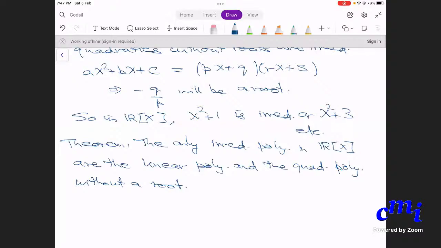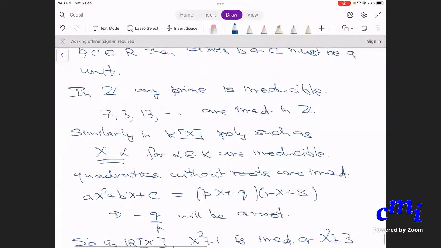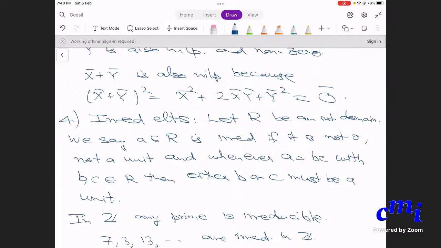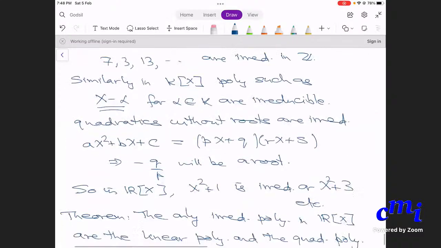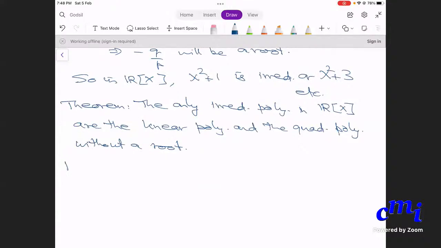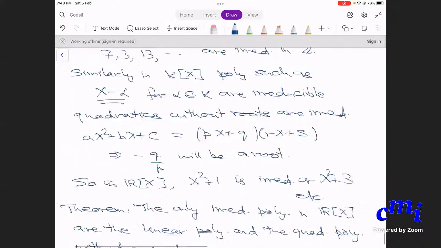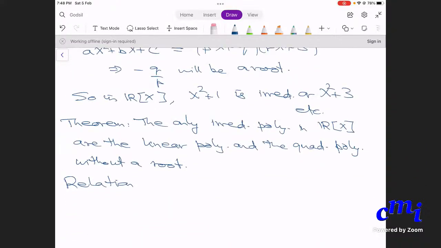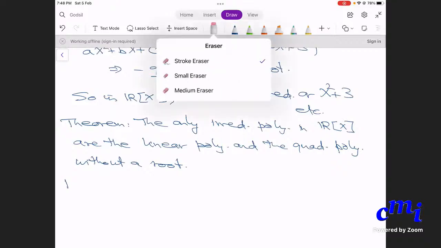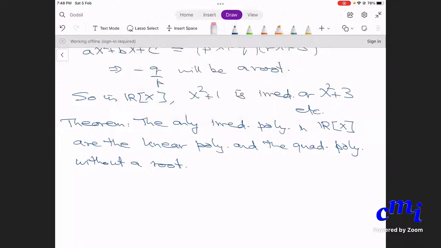So anyway, we have the concept of irreducible. What I would like to say about irreducibles are two comments. What is the relation between irreducibles and primes? Oh, I did not define what a prime element is so far. So that's the fifth type of element, a prime element.